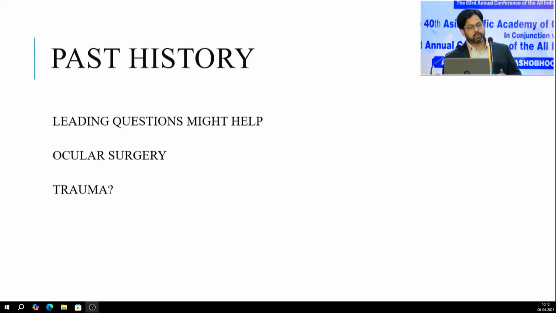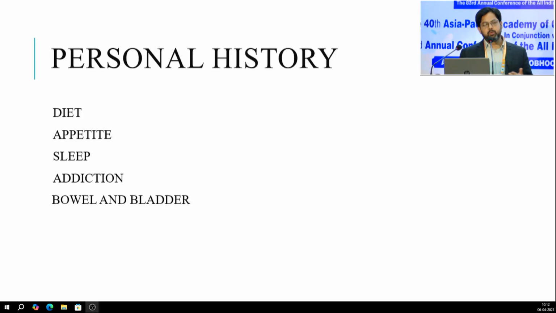Past history is very important, and leading questions might help here. Please ask about previous ocular surgeries because if you don't ask, the patient might not mention refractive surgeries. And everything changes because the biometry changes completely. And you need to ask about trauma. When I see a white cataract in a younger patient, I do ask about trauma, diabetes, and recent intravitreal injections. Very important. You need to know about personal history. Addiction, important because smokers don't usually get the effect of the block very early.